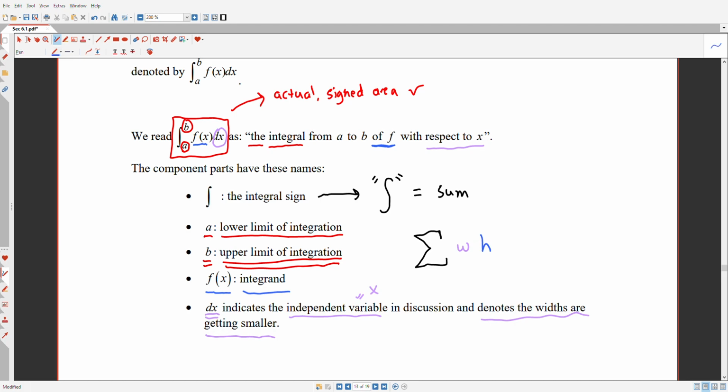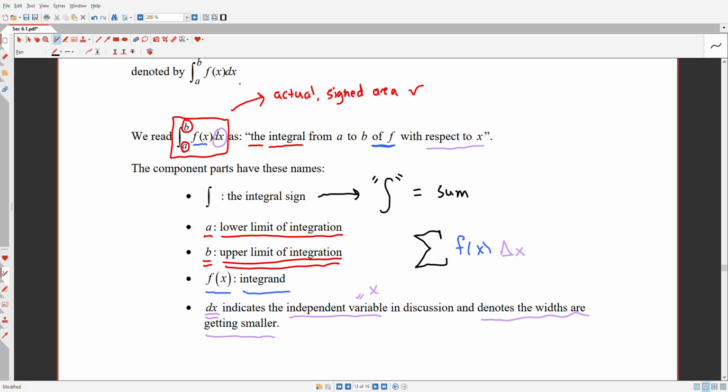And what we said was, especially if we're doing a partition where all of the widths are the same, we just gave that the name delta x for a little bit of x width. And then each height was usually given by plugging an x value into our function f. If I rewrite the order, heights times widths, I have a y value for some height times some particular change in x values for widths.